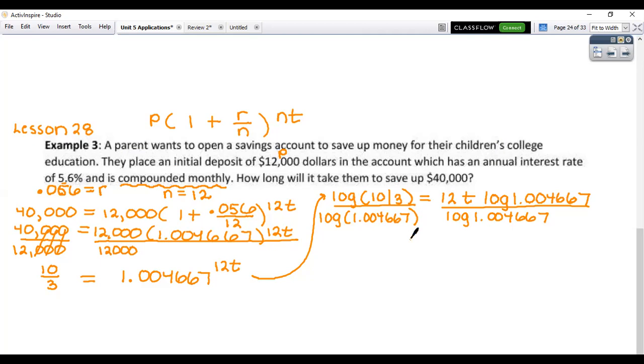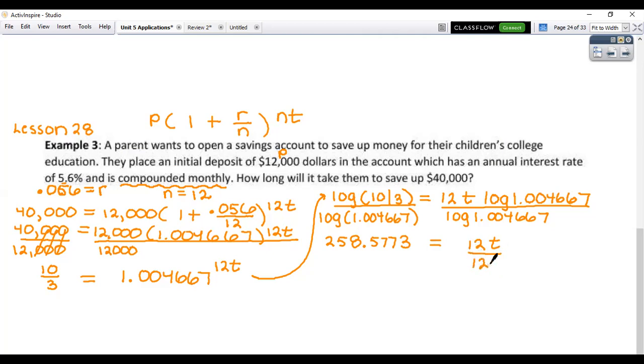So what do we get here? The log of 10/3 divided by the log of 1.004667. I got like 258.5773 equal to 12 times t. All right, so what's our last step now? Yep, perfect. Divide by 12.